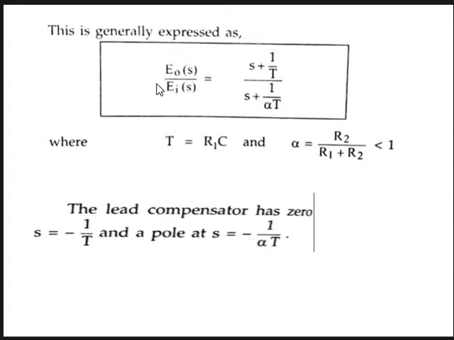In general, the expression E naught of S by EI of S can be written as S plus 1 by T over S plus 1 by alpha T, where T is equal to R1 into C and alpha is equal to R2 by R1 plus R2. So this alpha value is always less than 1. Here this transfer function has one pole and one zero. S is equal to minus 1 by T is the zero. S is equal to minus 1 by alpha T is the pole. So one pole and one zero are there in this transfer function.